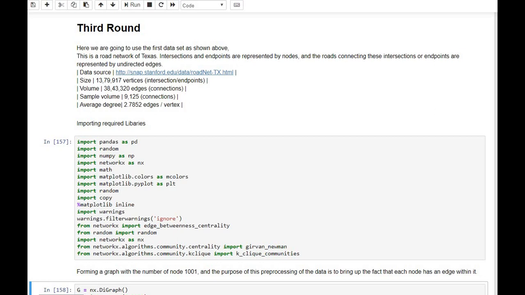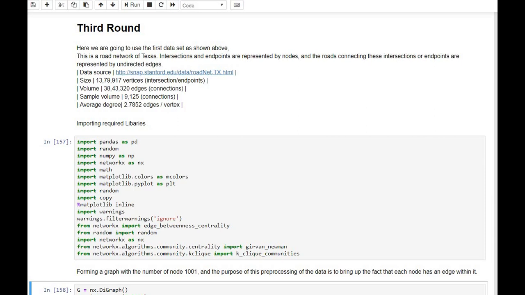Moving to the third round of the project, here we are using the same data set as we utilized in the first round and second round, which was based on road networks of Texas. So here the roads are edges, and the interconnectivity of those roads forms a city or sort of node. So here you can consider those nodes and edges as an analogy to people and their connectivity between each other.